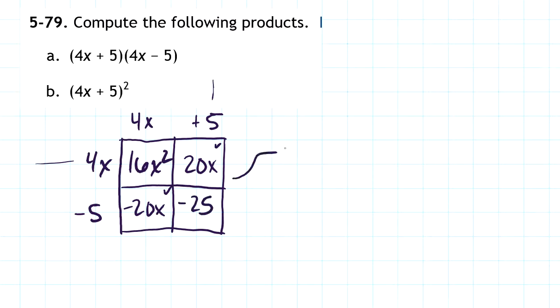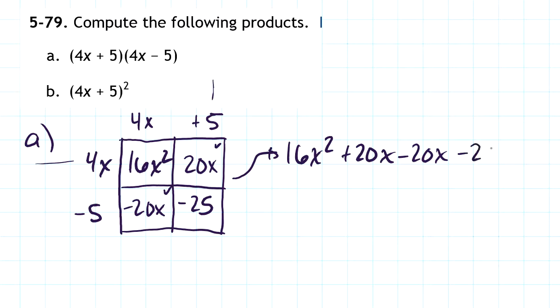Now, that product, if it's equal to this area, if I write this out, this is 16x squared, and then I have a plus 20x, and then I have a minus 20x, and then finally I have a negative 25. These two terms are like terms, and in fact, when I add the 20x and the negative 20x, they cancel, leaving me with just 0. So the product of these binomials is 16x squared minus the number 25.